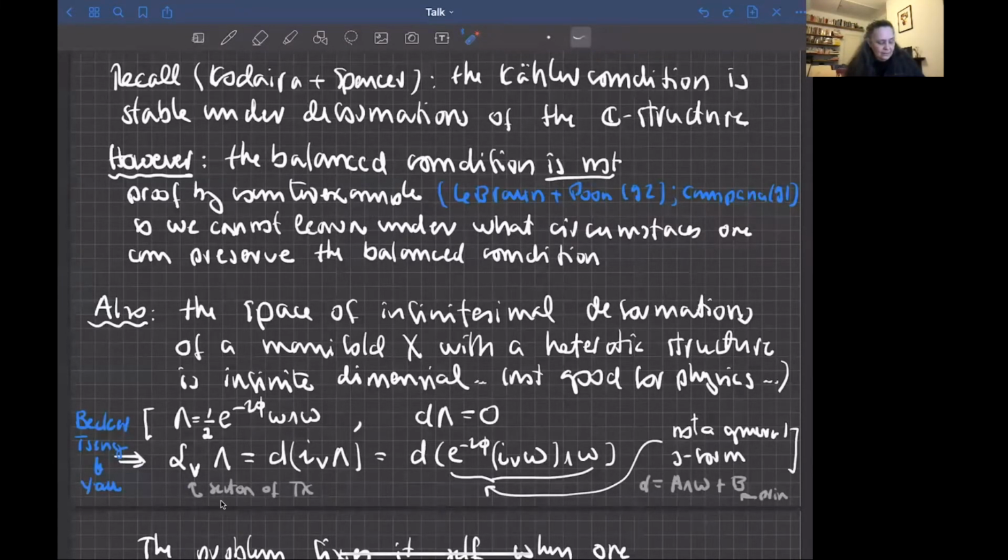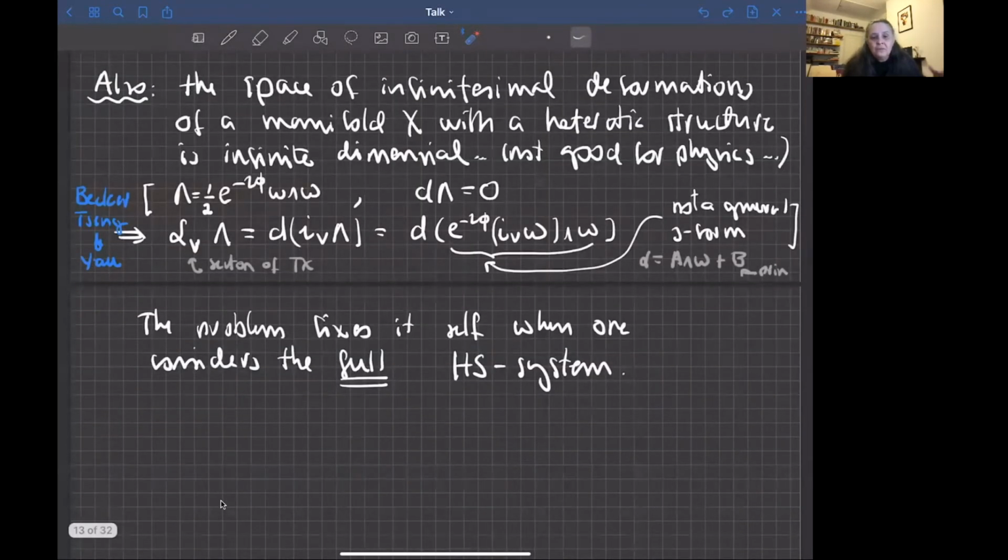And so generically, this is infinite dimensional, right? So mathematically, yeah, that's fine. But perhaps that's not something the problem faces. This is not good. And of course, the problem arises in physics itself when one considers the full Strominger system.